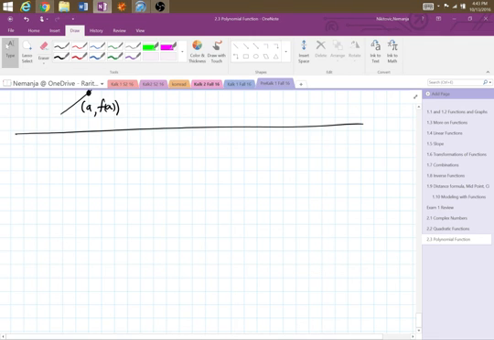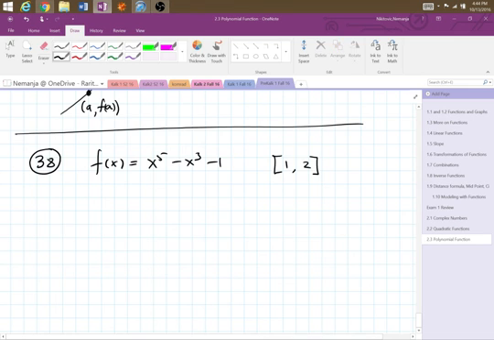Whatever, it really doesn't matter which one we pick. Let's go with problem 38. They say that f of x is given as x to the 5 minus x cubed minus 1. And they tell us that we should look on the interval 1 to 2.